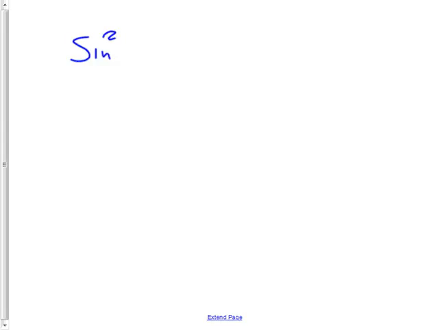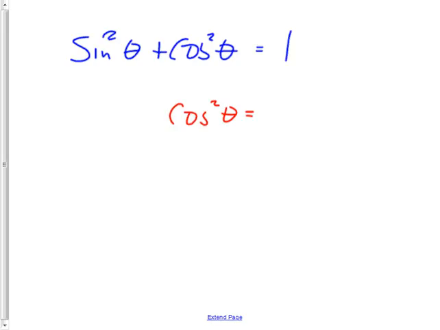Sine squared plus cosine squared, you might want to make a nice list of these, equals 1. It's a fact. And that means wherever you see sine squared plus cosine squared, you can replace it with a 1. But what's another fact that I can derive from the same exact statement? If I saw a cosine squared sitting somewhere, what could I replace cosine squared with? Would you agree if I rearrange this that cosine squared would be 1 minus sine squared?